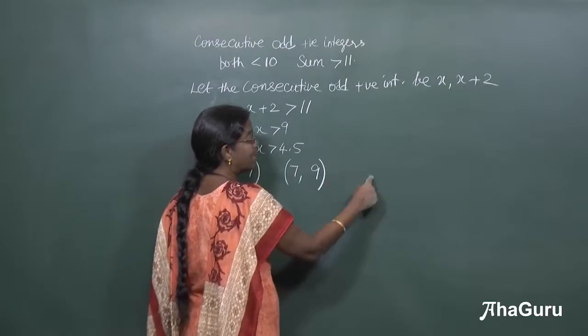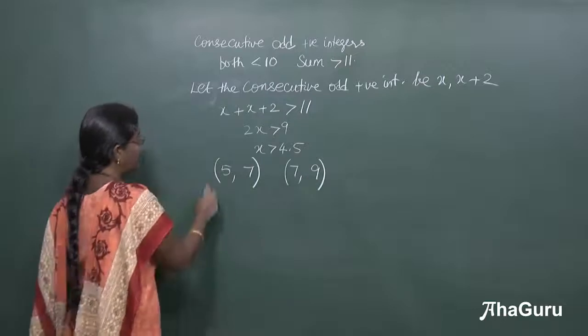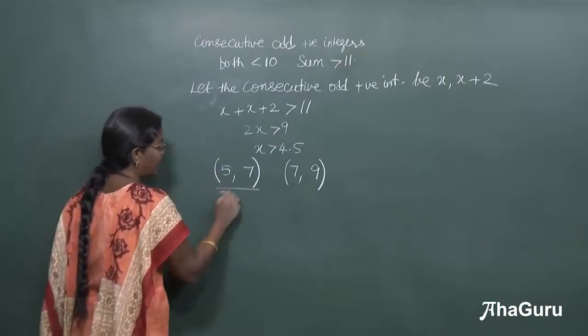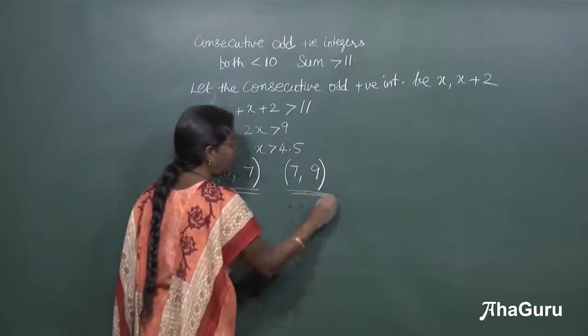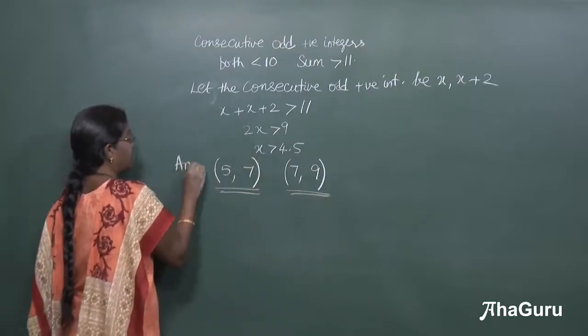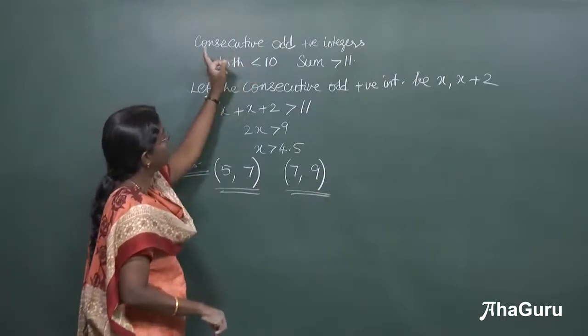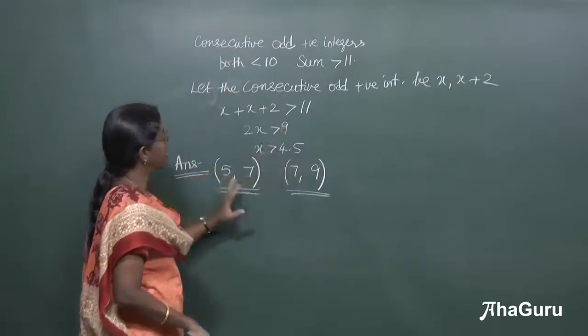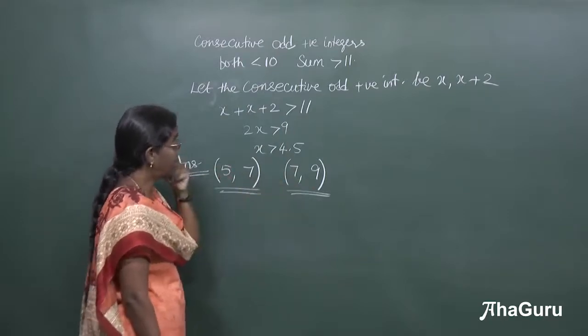Next one, if you go, it is 9, 11. 11 is not less than 10. So the required pairs of integers: one will be 5, 7 and the other will be 7 and 9. Please read it carefully. It is consecutive odd integers. So just stop with 5, 7 and the other pair is 7, 9.